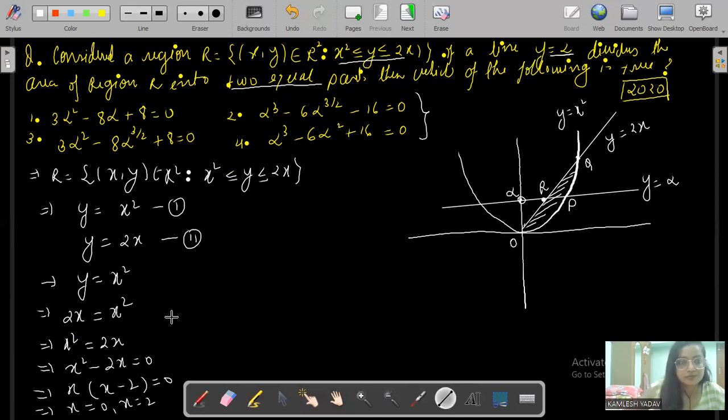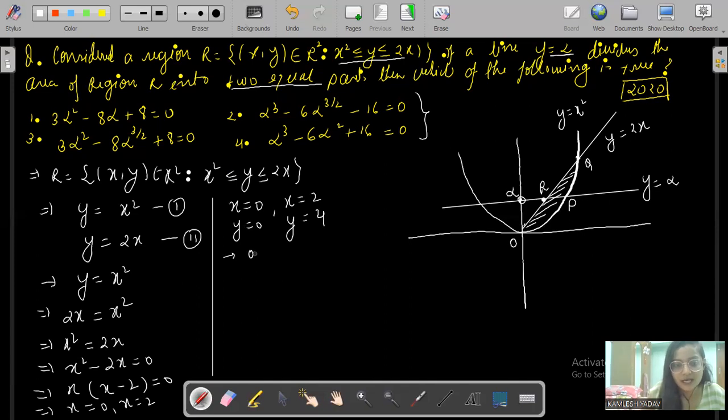Now put these values in equations 1 and 2. When x = 0, from equation 1, y is also 0. When x = 2, then y = 4. It means the points are (0, 0) and the second point (2, 4). So here this is the Q point and this is the O point. So the value is (2, 4).